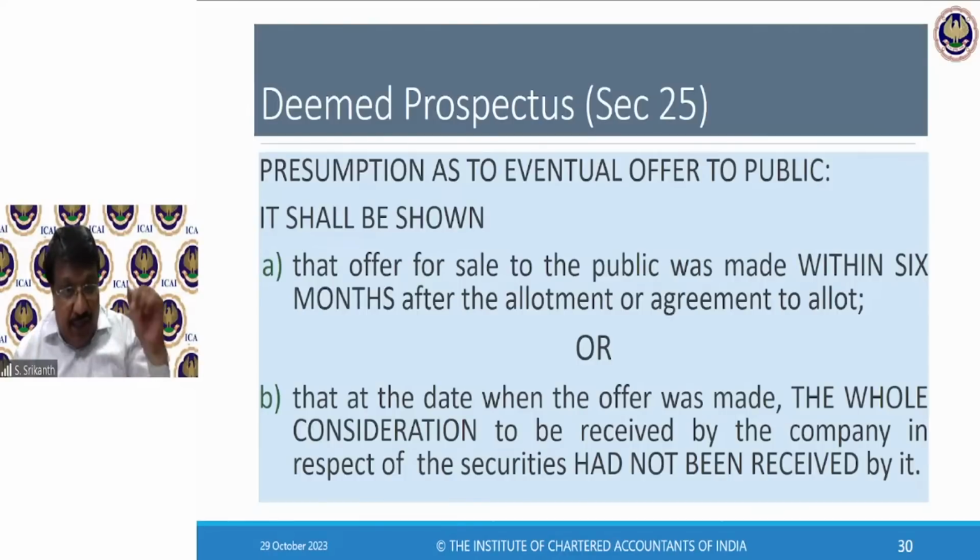Still, suppose on the date of that offer, the company has not received the full consideration. Suppose on this 25 rupees, that person has only paid 5 rupees. The balance 20 rupees is to be paid. Then he will collect it from the public and pay. That means the intention is to offer to the public. Please note, if A is within 6 months, B need not be within 6 months. It can be 9 months also.